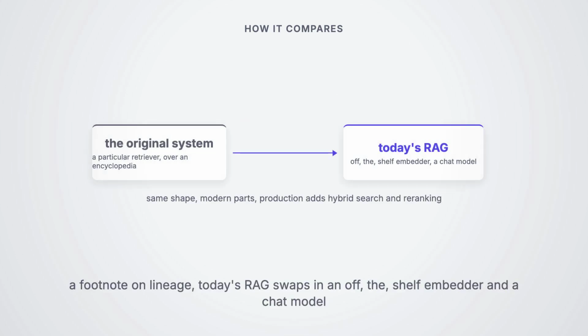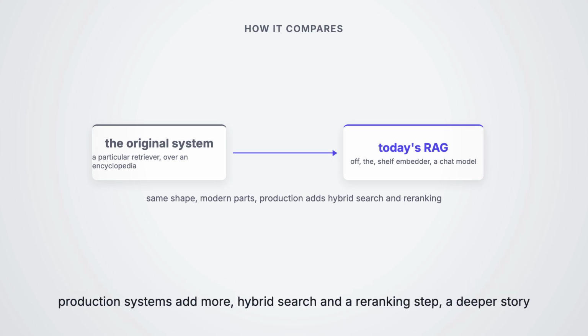A footnote on lineage. The original system used a particular retriever and generator over an encyclopedia. Today's RAG swaps those for an off-the-shelf embedding model and a chat model. Same shape, modern parts. Production systems also add more, like blending meaning search with keyword search and a re-ranking step. Real, and a deeper story for another day.